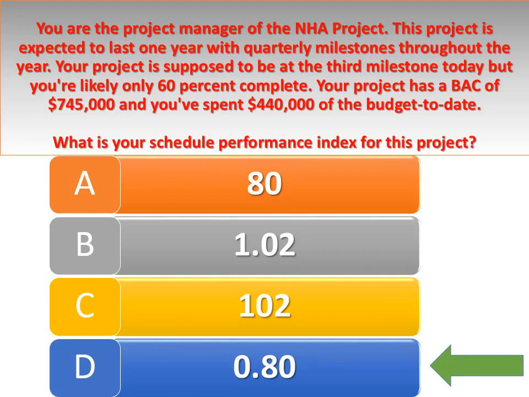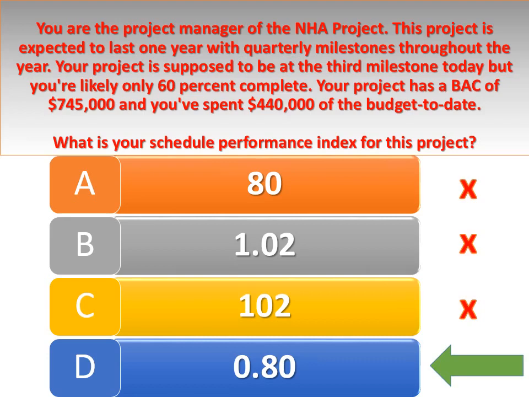Answer D. Explanation. The schedule performance index can be found by dividing the earned value by the planned value. $447,000 divided by the $558,750 for a value of 0.80. Schedule performance index is the measure of schedule efficiency on a project. It is used in trend analysis to predict future performance. If the SPI value is greater than 1, it's better than expected performance, whereas if the value is less than 1, it shows poor performance. An SPI value of 1 indicates that the project is right on target.